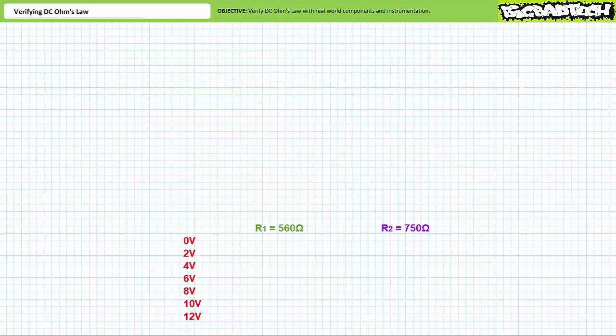Consider a nominal 560 ohm resistor that experiences 0 to 12 volt differentials in 2 volt increments. With a 0 volt differential across it, no current flows through it and it dissipates no power. If we step voltage up to 2 volts, an application of Ohm's law demonstrates that we should expect 3.6 milliamperes of current and the resistor to dissipate 7.1 milliwatts of power.